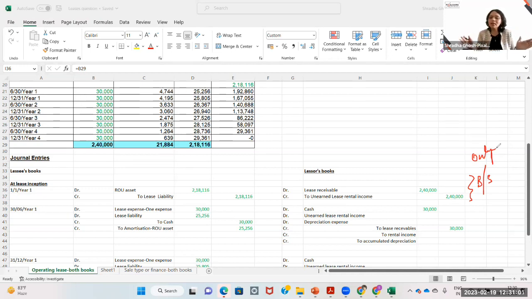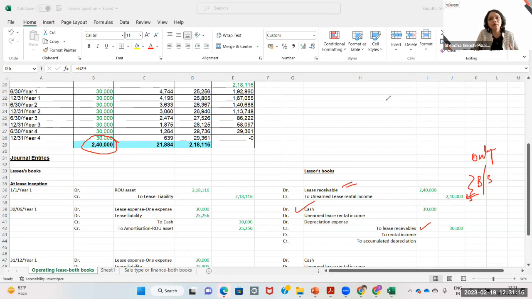Why? Because I'm not booking anything in the P&L. So I will book the full amount and I will book the unearned revenue. Then the moment the first payment is received, I will book the cash and I will reduce the receivable.